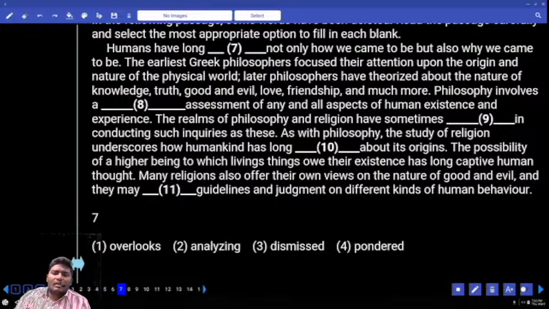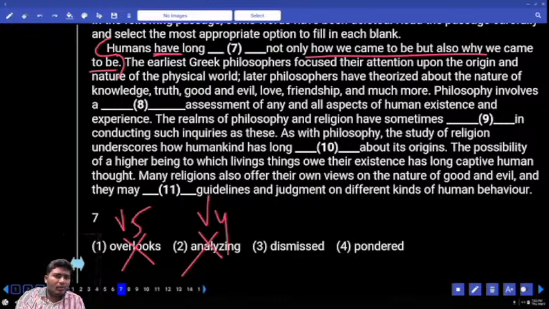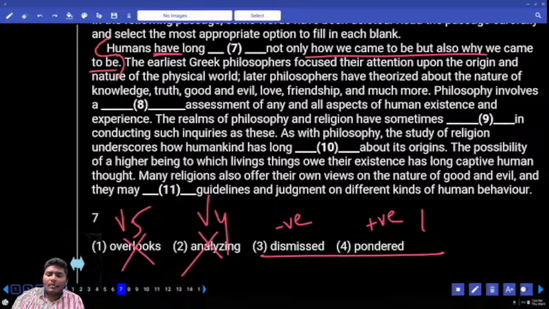Humans have long dash not only how we came to be but also why we came to be. Now you have to underline the helping verb have. How many options can be used with have in this context? Two options can be eliminated. What are they? Overlooks, analyzing. This is V5 and this is V4. They cannot be used with the have. Your answer is dismissed. Another one is pondered. Dismissed is negative. Ponder is positive. Ponder is nothing but to think about something very deeply.